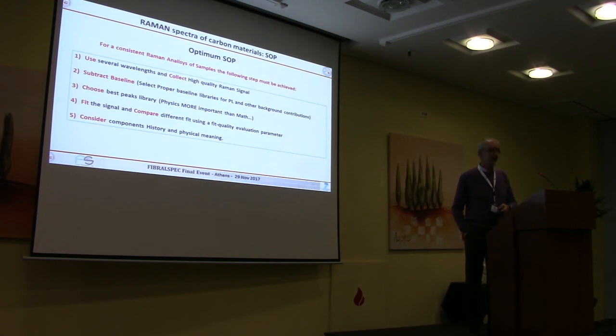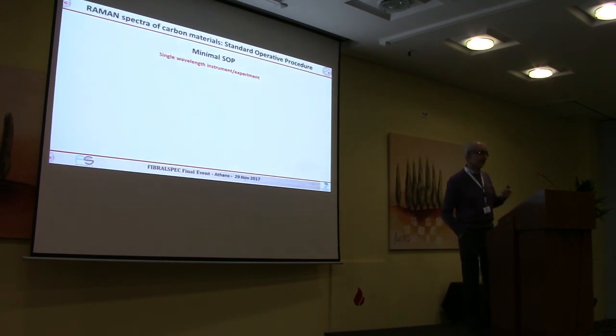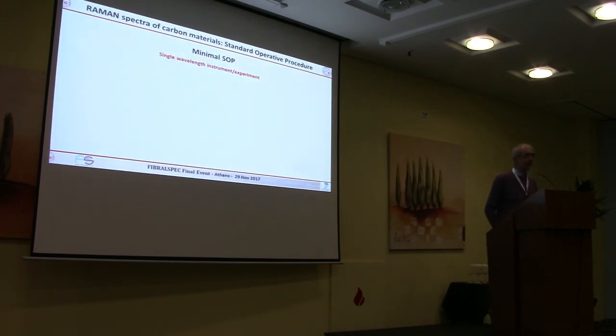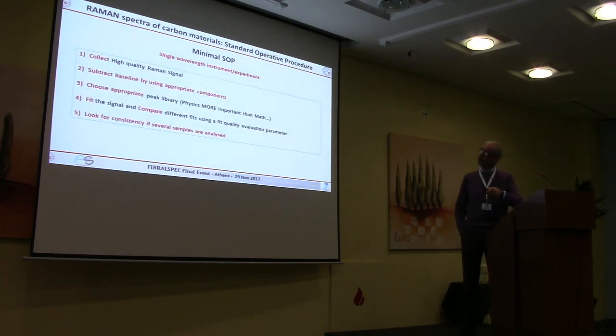Of course, this is optimum. You want sometimes just to share information and to check the quality. So you can go to the minimum SOP, which is more standard. You fix your wavelength on the basis of the previous experiment. You collect high quality Raman signal, you subtract the baseline again. The steps are of course the same, but you fix one single wavelength, which makes things much faster. It is only for quality check and comparison. This is something that works properly.